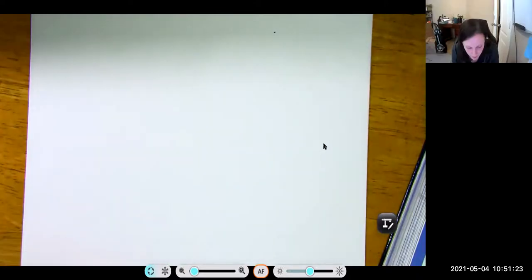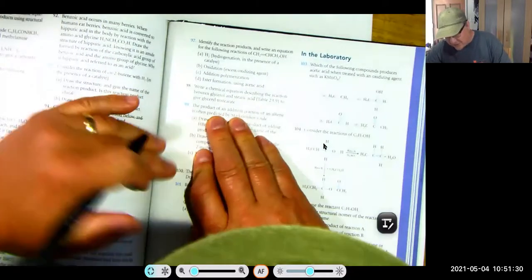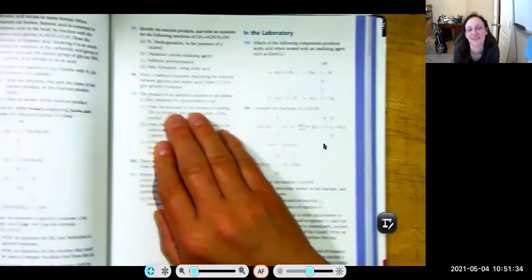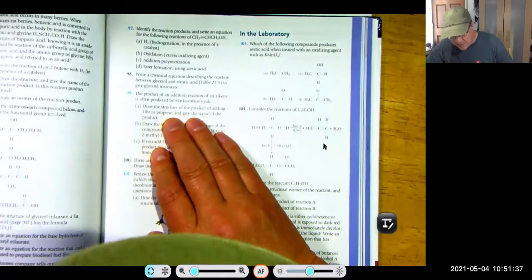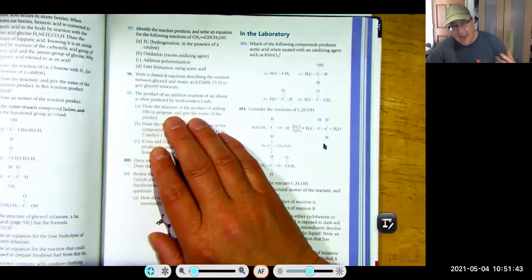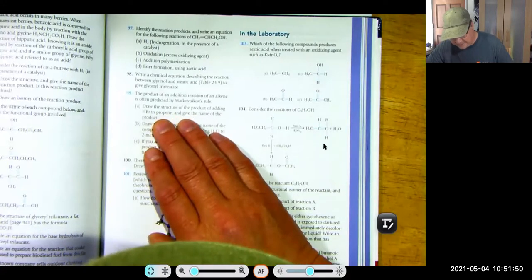Number 99. I don't know what Markovnikov's rule is. The product of addition to an alkene is often predicted by Markovnikov's rule. Draw the structure of the product of adding HBr to propene and give the name of the product. So Markovnikov's rule is that when you add the hydrogen and the bromine, the hydrogen usually goes to the carbon with the most hydrogens.